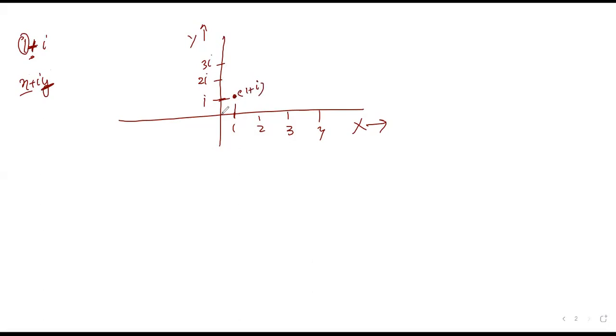Now I will take the angle with the x-axis. So I will connect it to the origin. So what is this angle? This angle is pi by 4. So I got its argument. So the argument of 1 plus iota is equal to pi by 4.